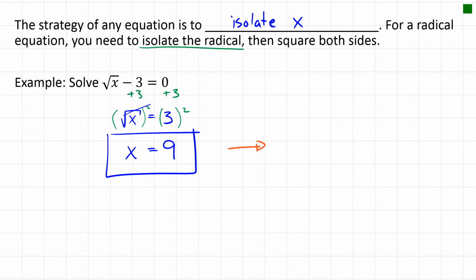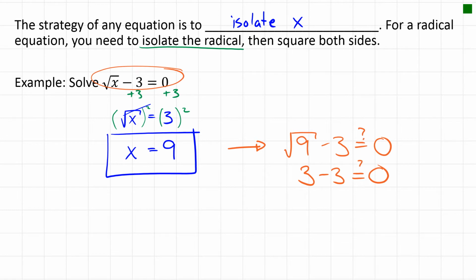Now, to confirm that we have a proper solution, what you can do is throw that back into our original equation. So the square root of, if x is equal to 9, that would be the square root of 9 minus 3 equals 0. So the square root of 9 is 3. Does 3 minus 3 equal 0? It does, so we can confirm that our answer is indeed correct.